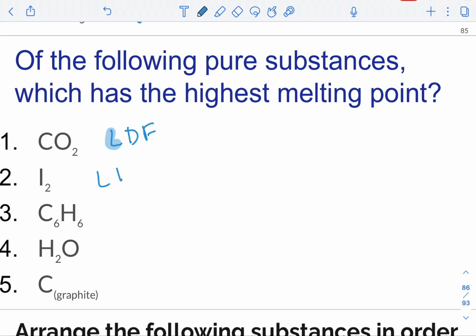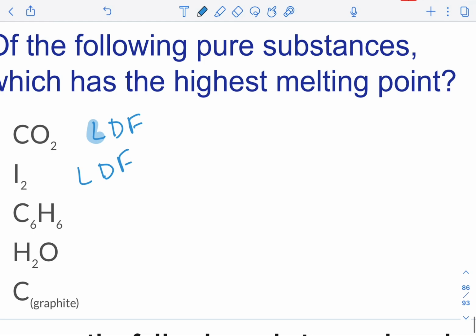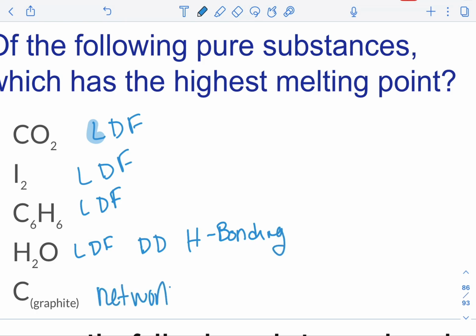I2, same thing, molecular covalent. C6H6 is LDF. And H2O is molecular covalent. It's LDF and dipole-dipole and hydrogen bonding. But graphite is network covalent. So if we didn't have graphite there, we would pick H2O. But because we do have graphite, graphite is going to be the winner here.